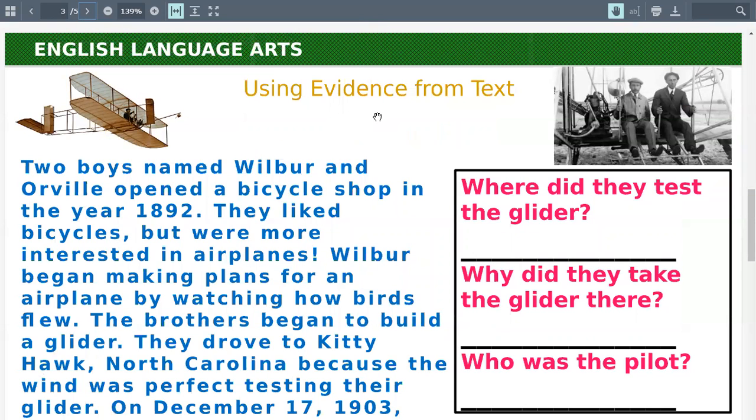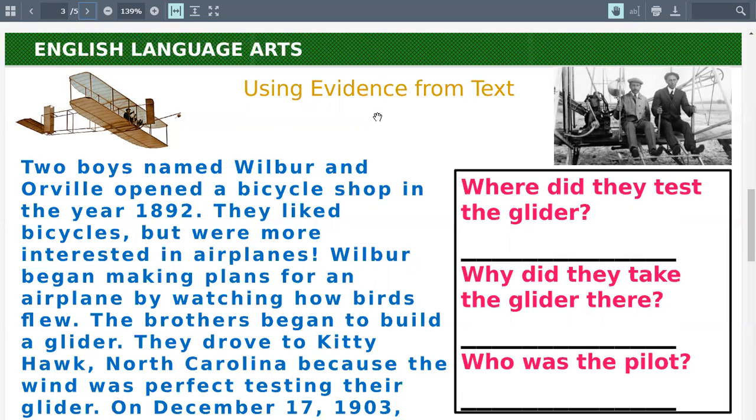The next quick activity that we're going to do is using evidence from text. As a good reader, you have to find evidence, or things that are in the text, to support your answer. So the first thing I'm going to do is read the passage, and then I'm going to look for text evidence.